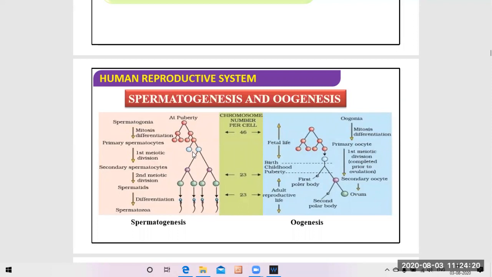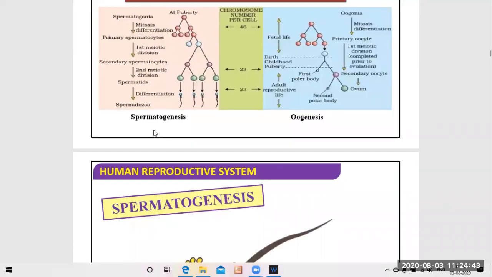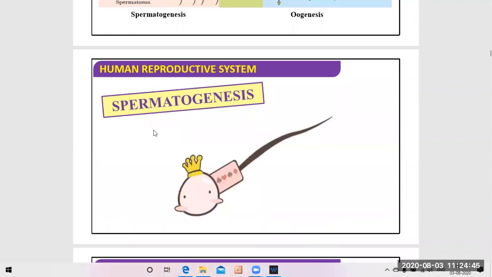In the male there is formation of spermatogenesis, and in the female there is formation of oogenesis. The product of oogenesis is the eggs, and the product of spermatogenesis is the sperms as a male reproductive structure, and in the female, oogenesis produces the female reproductive structures called eggs. Okay, clear?